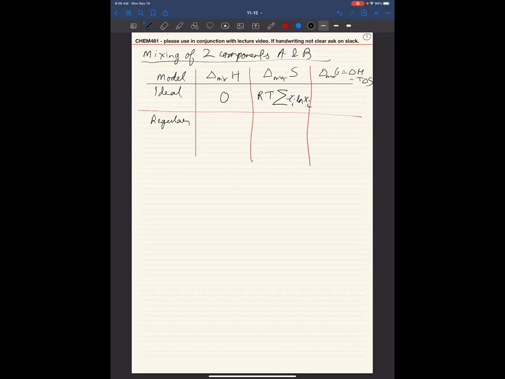Go ahead. Yeah, it's minus R and there should not be a T. It should be minus R. Correct. It has to be positive. This takes care of that.